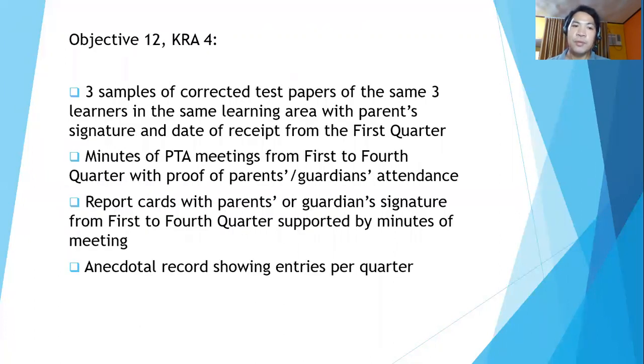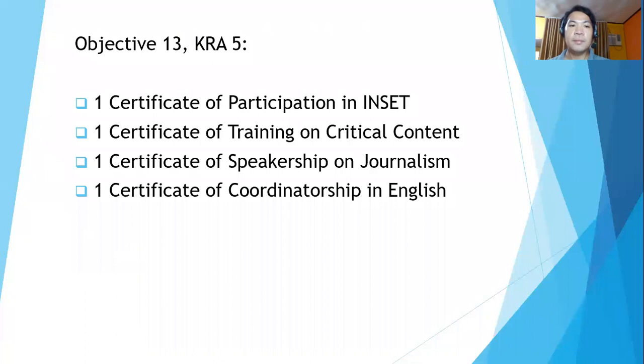In objective number 12, 3 samples of corrected test papers of the same 3 learners in the same learning area with parent signature and date of receipt from first quarter. Minutes of PTA meetings from first to fourth quarter with proof of parents' or guardians' attendance. Report cards with parents' or guardians' signature from first quarter supported by minutes of meeting. Anecdotal record showing entries per quarter.